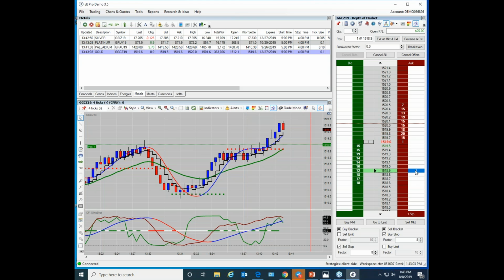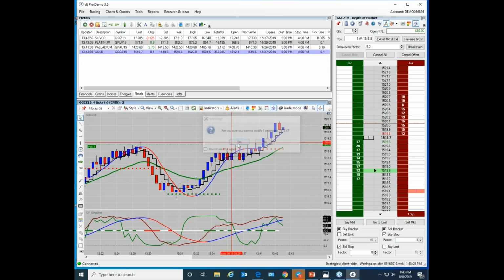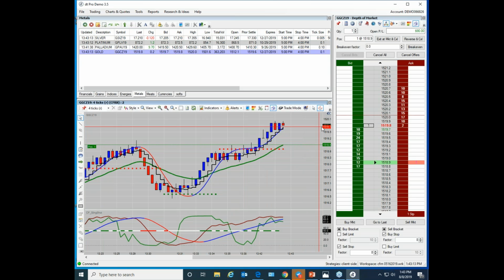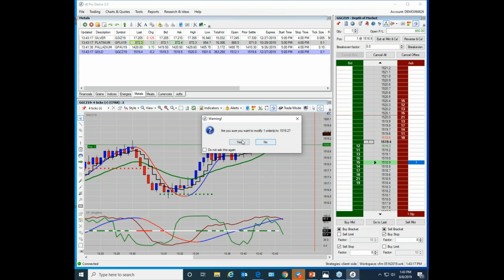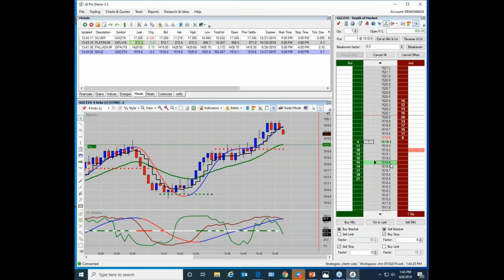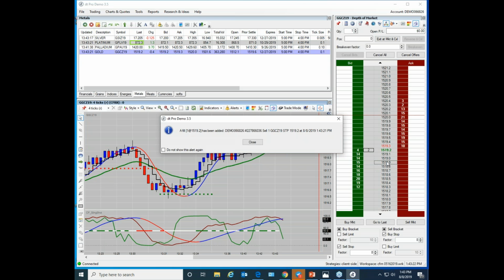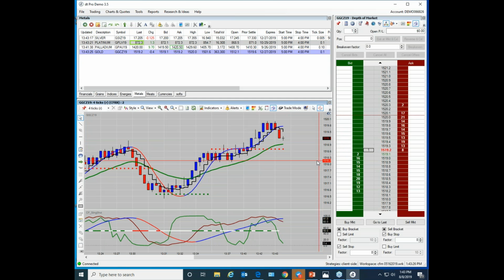Okay. And the way you do that, all you have to do is left click over the one, drag it, and release it. I entered the market here at 518.90 and I put the stop in at 515.19.20. Okay, it's that simple.